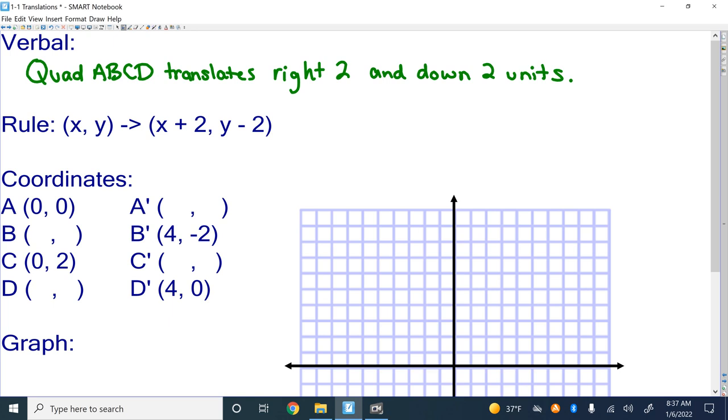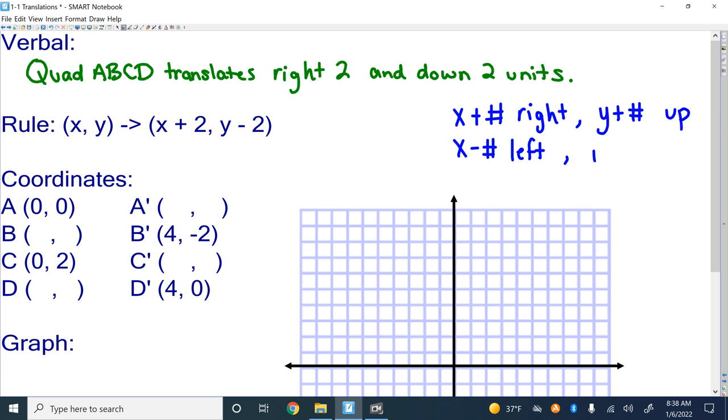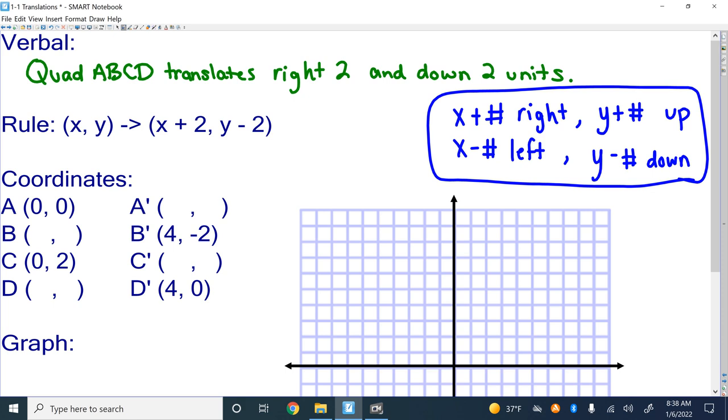If you wanted to write a little shortcut, which you could write on your notebook paper if you wanted to keep a guide, a list: if we do x plus a number, we're going to move right. If I do x minus a number, I move left. If I do y plus a number, I move up, and y minus a number, I move down. There you go. So y'all got the pattern. This is just a little shortcut pattern in case you want to write that down, maybe on your notebook paper or at the top of this paper. Just a good reminder. And this is how we translate.